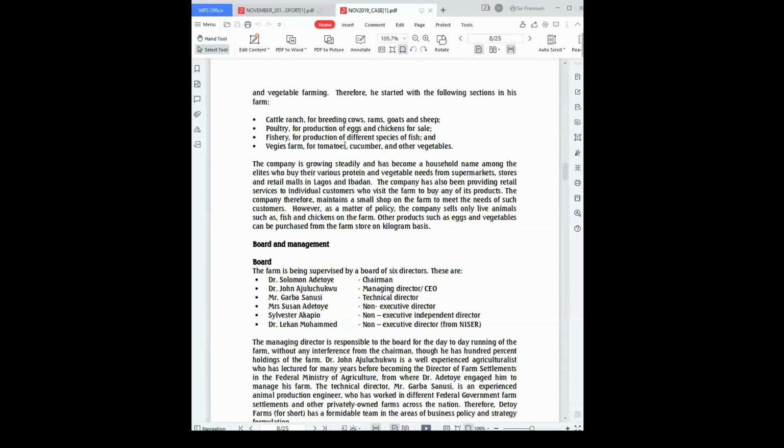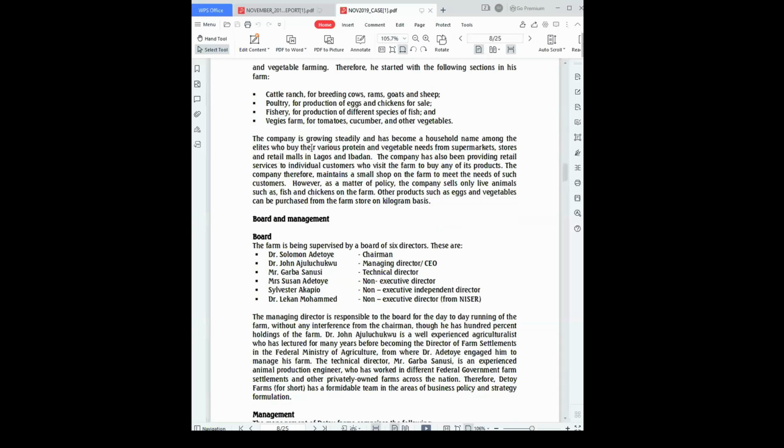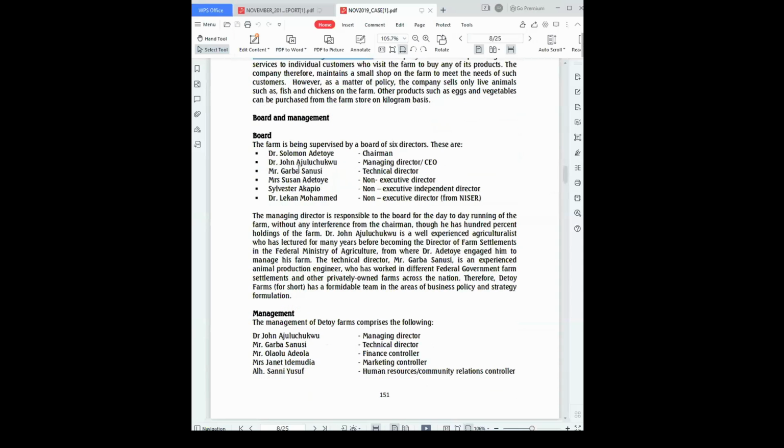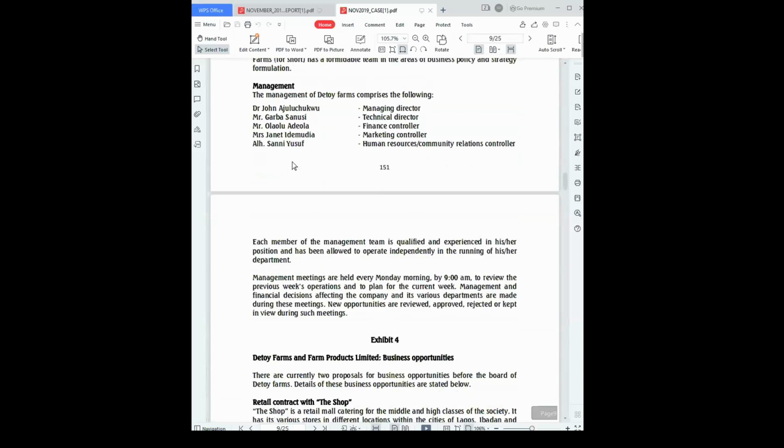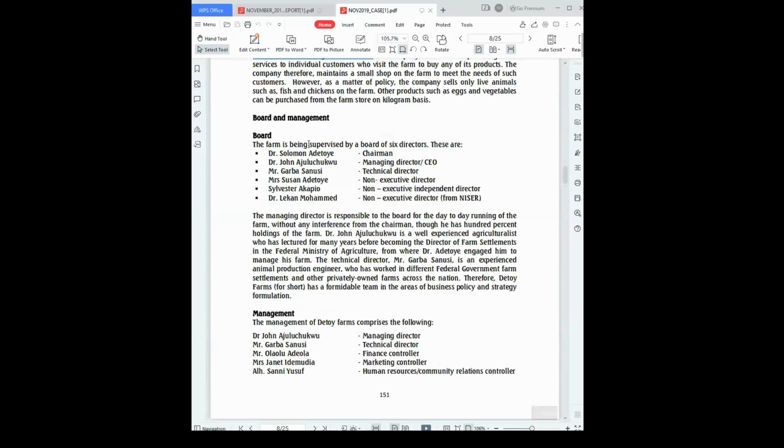Maybe there could be a need for us to advise on that. They said the company is growing steadily and has become a household name among elites. Okay, that is understandable. It means the company is growing and it might be in profit. They mentioned the board, and they also mentioned the management team as separate from the board. This is good.